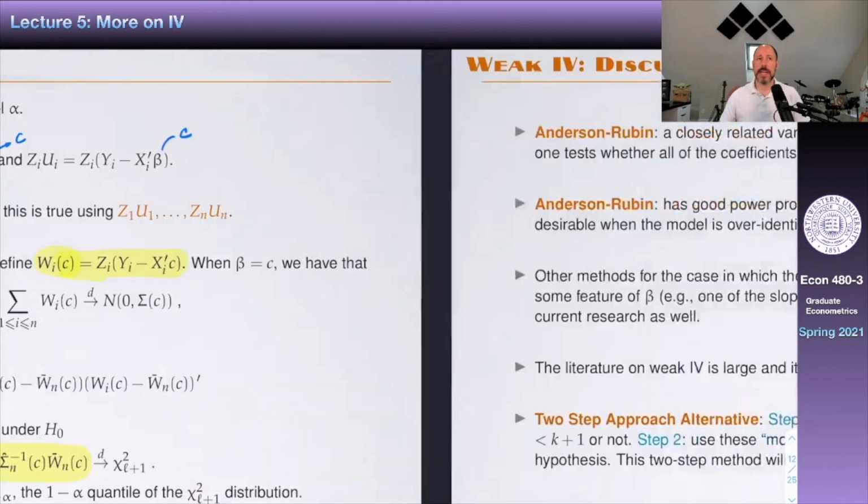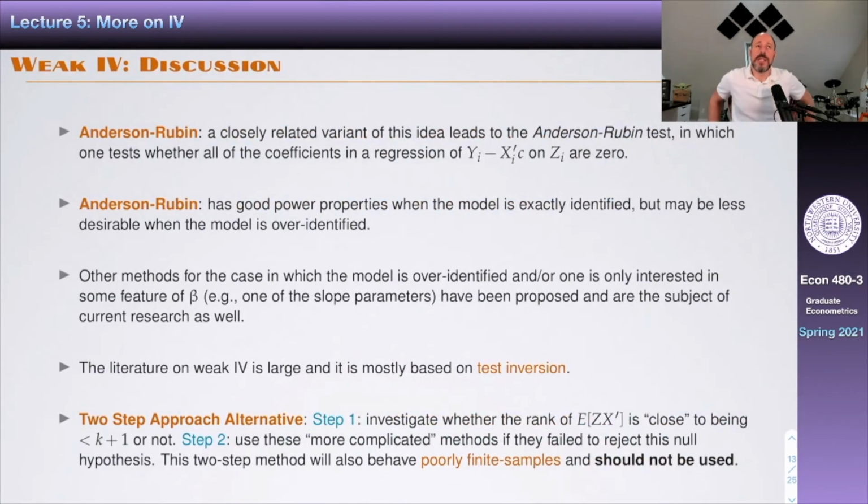Now, this idea is essentially the idea of a famous test proposed by Anderson-Rubin. I wrote here, a closely related variant of this idea leads to the Anderson-Rubin test, in which one tests whether all the coefficients in a regression of Y minus X prime beta on Z are 0 or not.